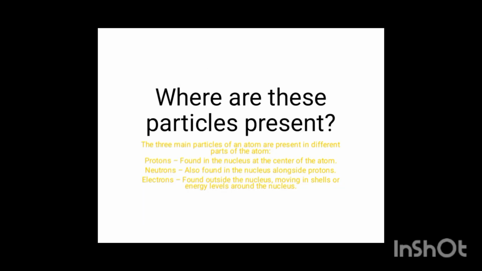Where are these particles present? So now you need to know where these particles are present. The three main particles of an atom are present in different parts of the atom. Protons are found in the nucleus at the center of an atom. Neutrons are also found in the nucleus alongside protons. Electrons are found outside the nucleus, moving in shells or energy levels around the nucleus.